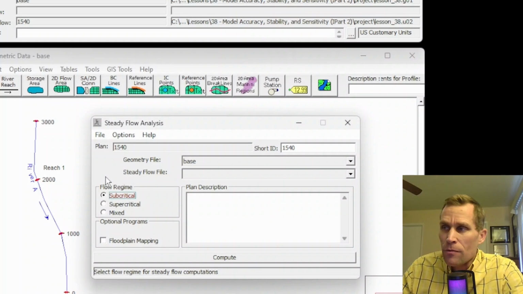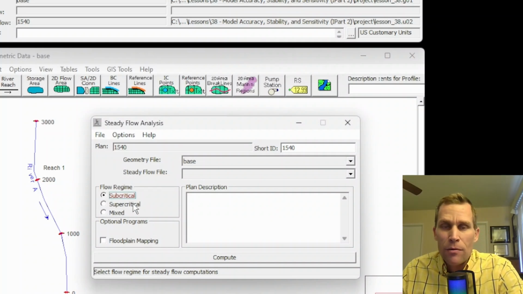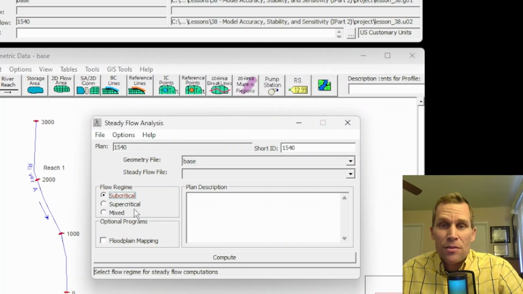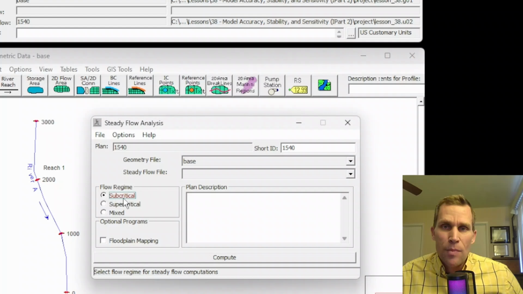Use subcritical flow by default unless you have a good reason to believe that supercritical flow is involved in your simulation, or mixed flow, which would be a combination of both subcritical and supercritical. But when the water surface passes through that critical depth, that just proves to be hard to model and is much more susceptible to an unstable solution.